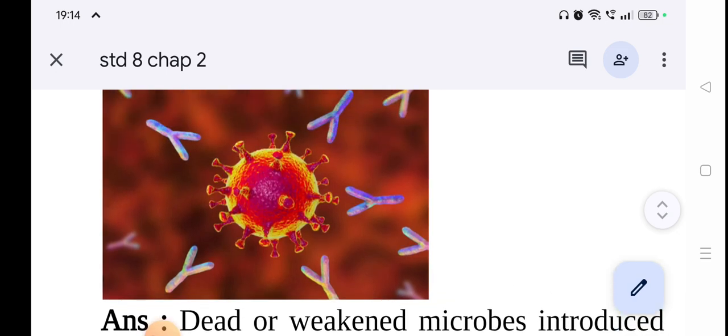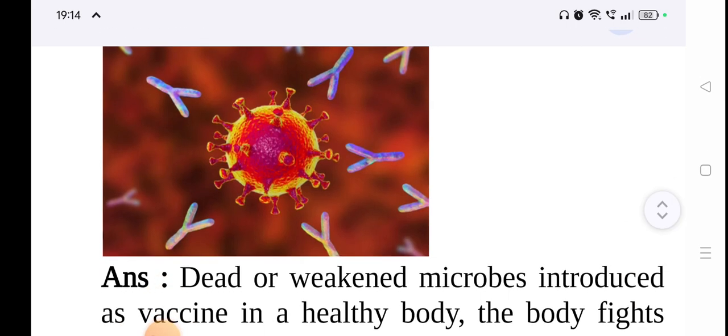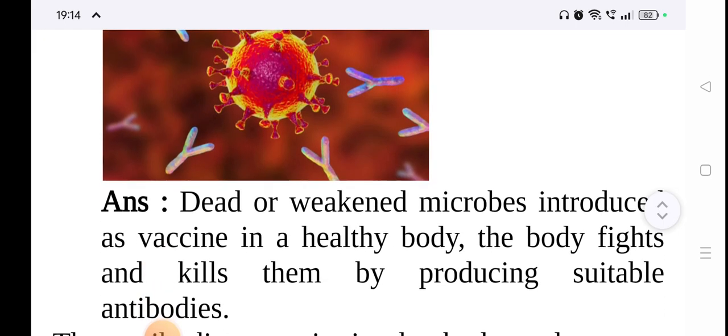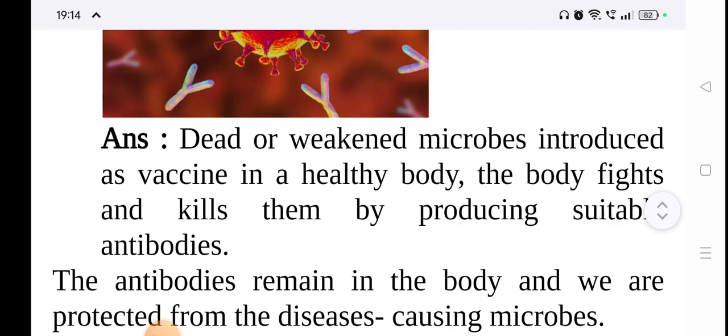In a vaccine, nothing is there, but it's dead microbes of whichever disease carries microbes. Okay, it's a dead antigen, and when that antigen enters our body, then the antibodies which are there in our body fight against them, and it prevents and cures our disease.